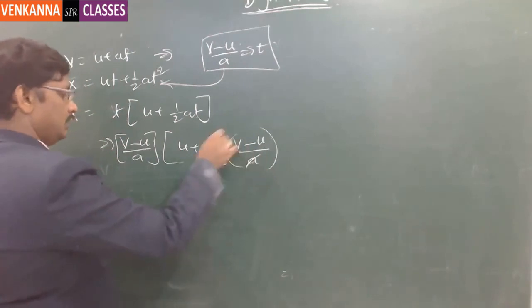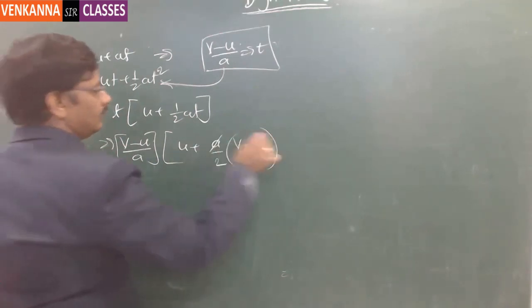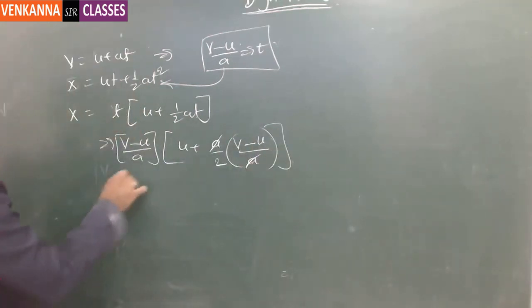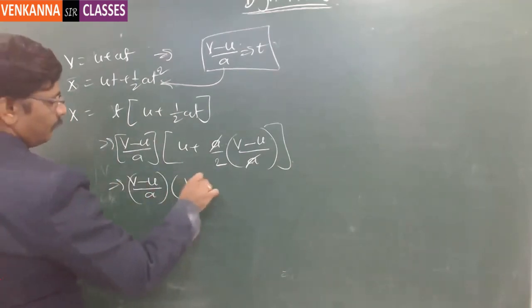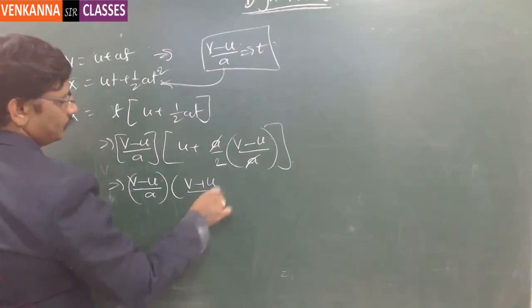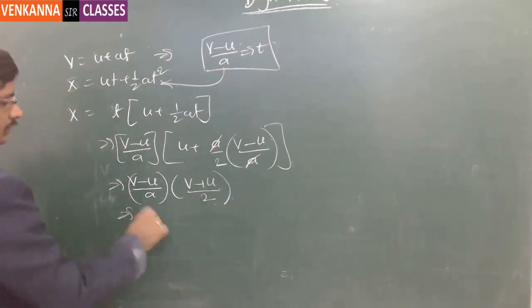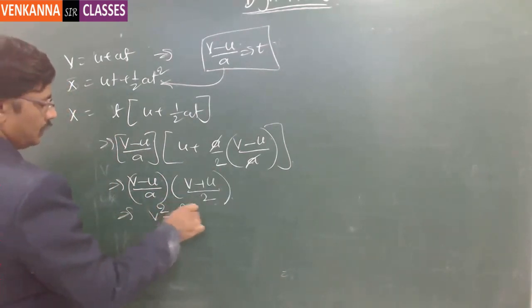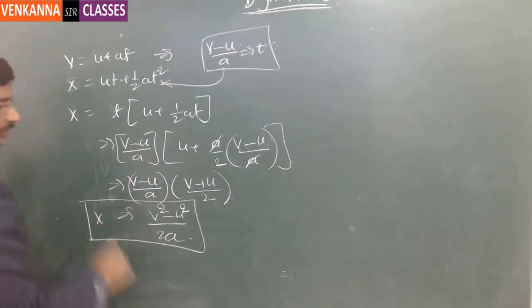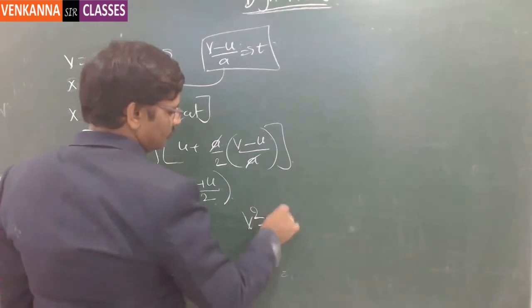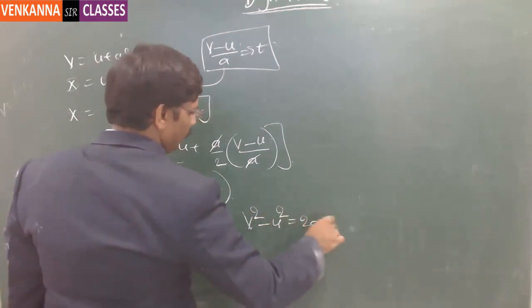So this a will cancel out, and then this is going to be (v minus u) by a times (v plus u) by 2. So this is (v square minus u square) divided by 2a is equal to x. So we get the famous relation v square minus u square is equal to 2ax.